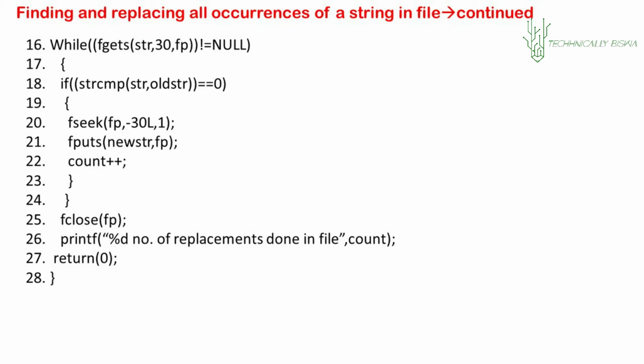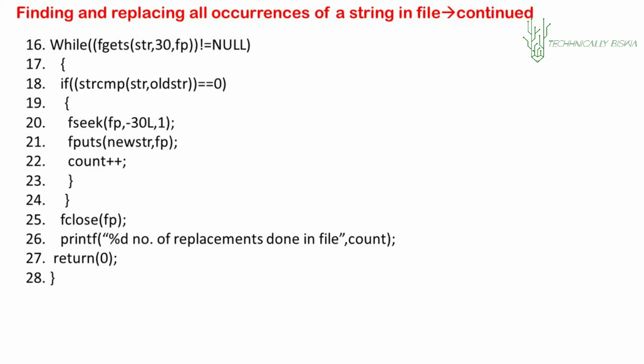What am I doing? If they match, what do I do? I say fseek(fp, -30L, 1). What will that do? 1 is for the current position. From the current position, I move the file pointer backward by how many bytes? 30 bytes. And there I say fputs(new_str, fp), and I count how many replacements I am making. That is for the purpose of seeing how many replacements I have actually done in the file. Alright. So fseek(fp, -30L, 1): from the current position, I move 30 bytes backward, and I put the new string over there.